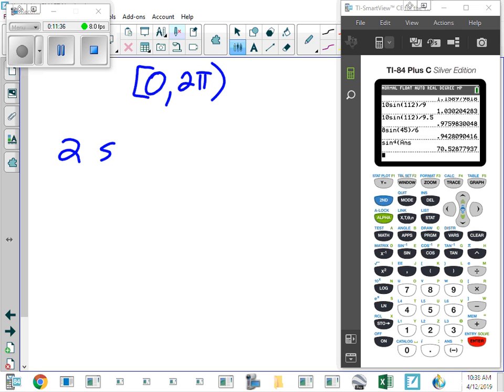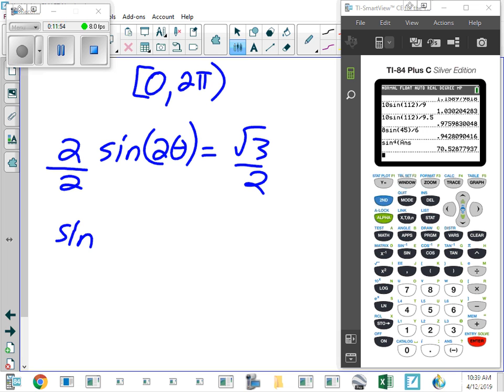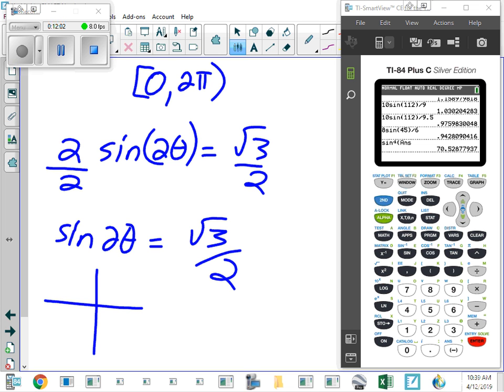Okay. So 2 sine of 2 theta is equal to the square root of 3. Now this looks a lot harder than it is. I'm going to divide by 2. And I get the sine of 2 theta is equal to root 3 over 2. Where is the sine equal to root 3 over 2? So it's going to be pi over 3 and 2 pi over 3. What am I going to do with those angles?